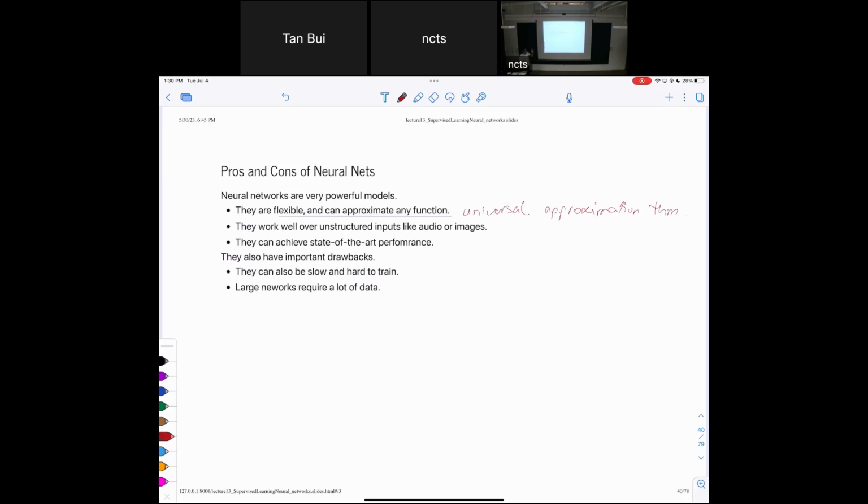The neural network actually works well for unstructured input like audio or images. Actually, you can do voice recognition, right? That's audio, images, classification. Like I mentioned to you, I was in the airport flying over here. They just take a picture of me and know exactly who I am. They can achieve state-of-the-art performance of any method out there, right? Including traditional math methods. But there are a lot of drawbacks, a lot. I'll just provide you two here. It can be slow and hard to train, right?